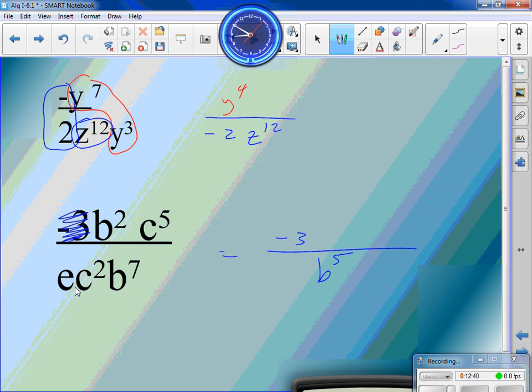Alphabetically, now comes C's. Where are there more C's at? How many more on the top? 3. C cubed. 5 minus 2 is 3. Done with that. All I'm left with is lonely E. And there you go. Please put them alphabetical. I'm not going to mark it wrong if you have E B to the 5th, but it should be B to the 5th E. Later on, you're going to want them in alphabetical.